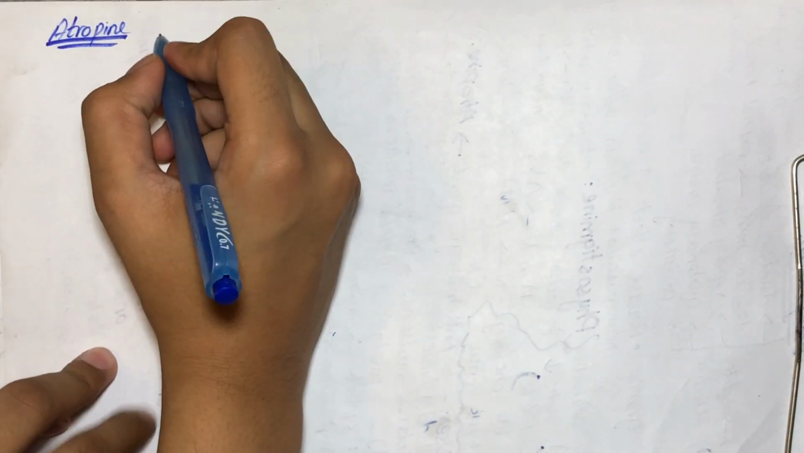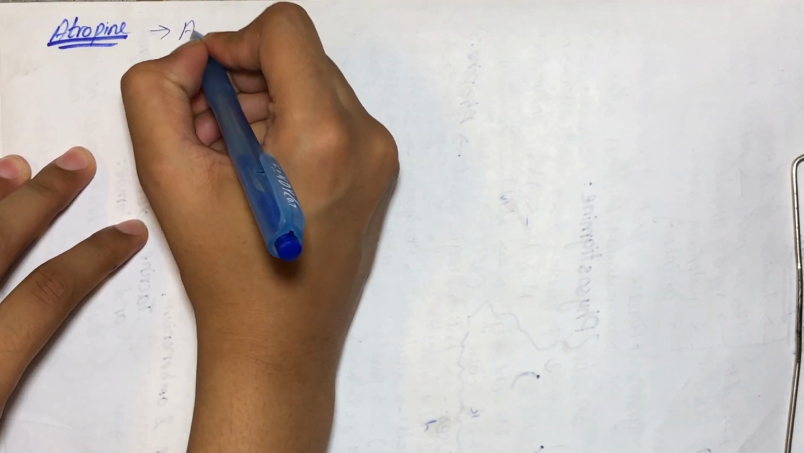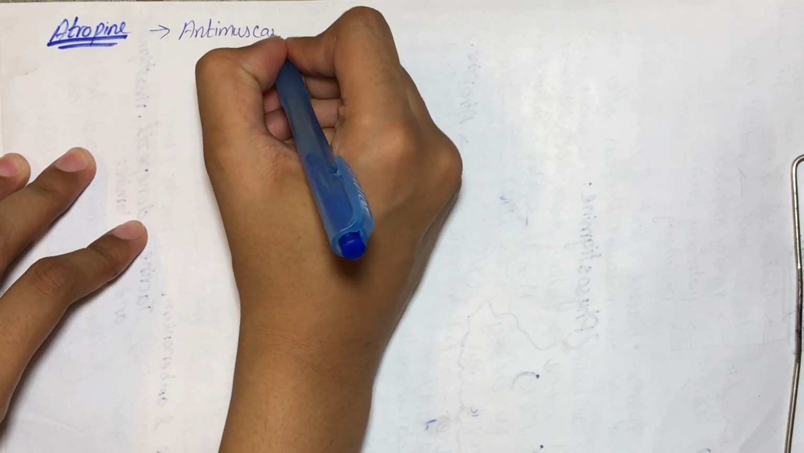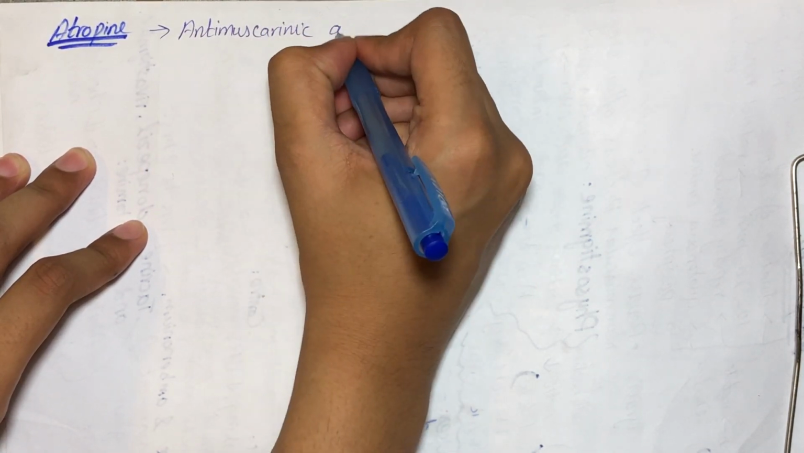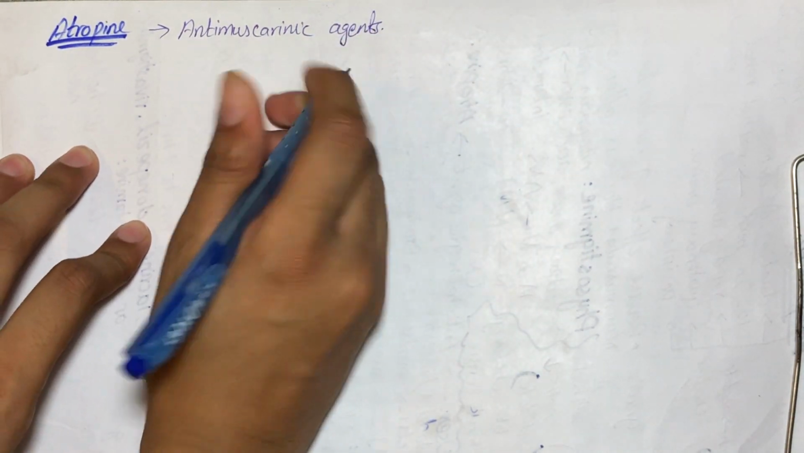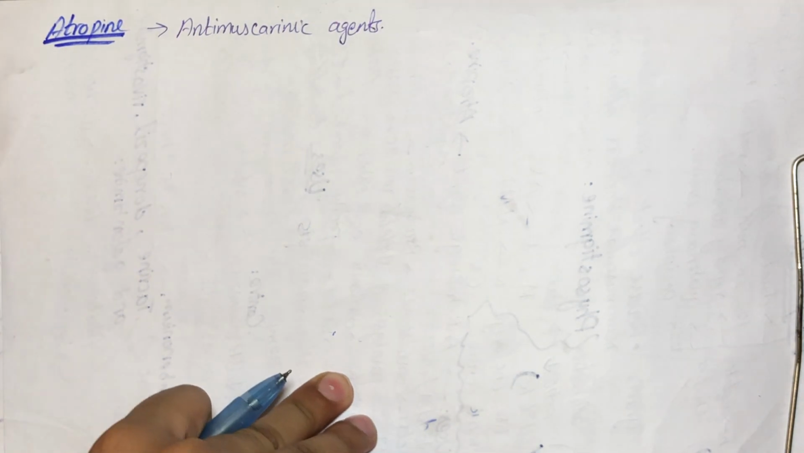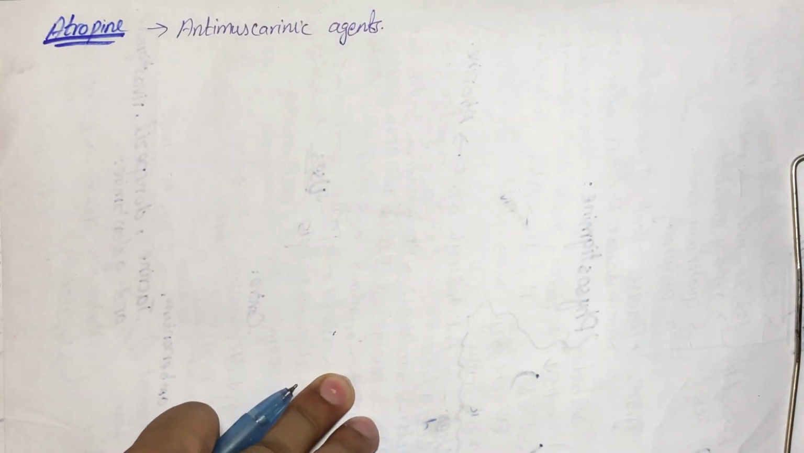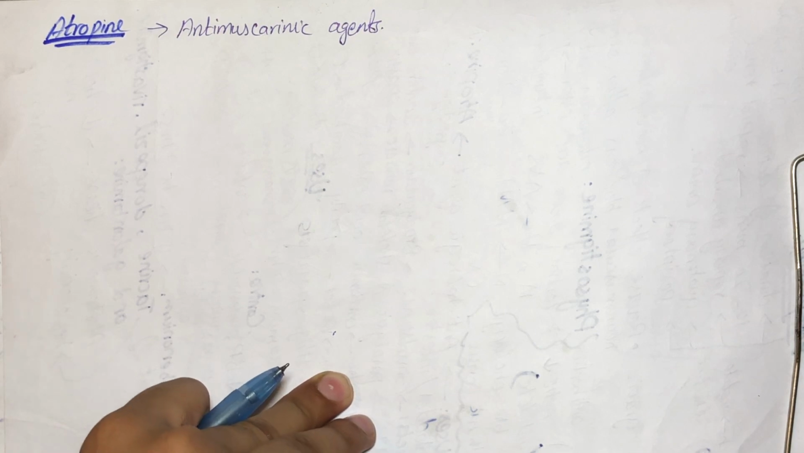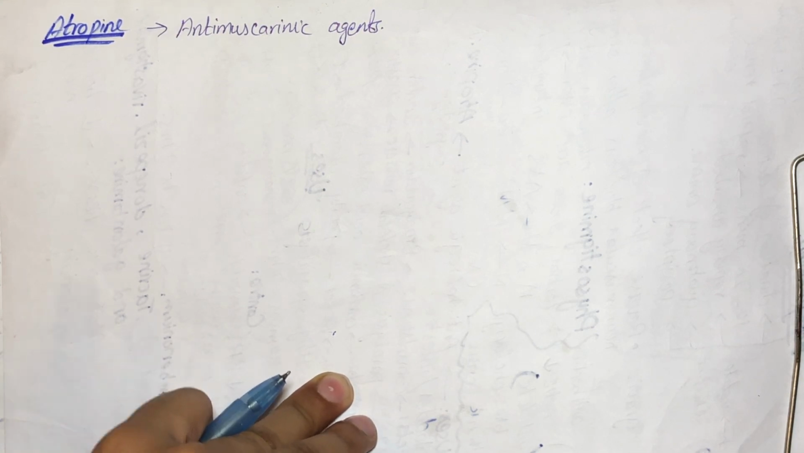In today's video we will be learning about atropine. Atropine is an antimuscarinic agent. What it does is that it blocks the muscarinic receptors present in the periphery and central nervous system. In this way it will oppose the action of acetylcholine.